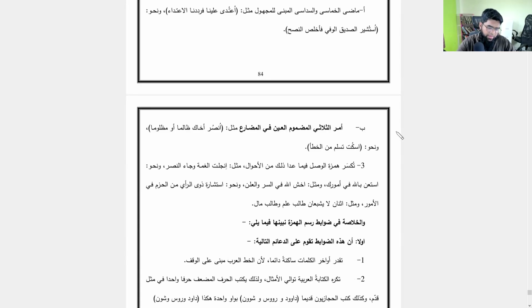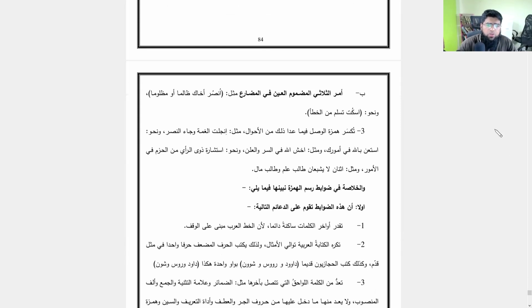And then Amru Sulathi al-Madmum al-Ain fil Mudare. If the Mudare has Ain, here also you can see the third letter has Dhamma, no? I mean, you give Dhamma. Like Unsur akhaka zaliman aw mazluman. So why is it Dhamma? Well, because this has Dhamma. Help your friend if it's an oppressor or an oppressed. وَنَحُ أُسْكُتْ تَسْلَمْ مِنَ الْخَطَأِ. Stay silent, you'll be safe from mistakes.